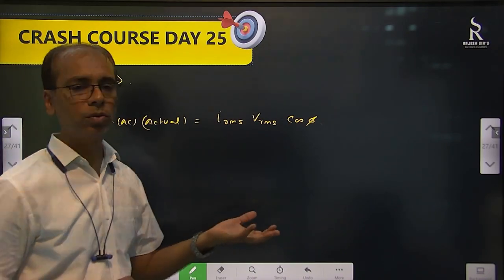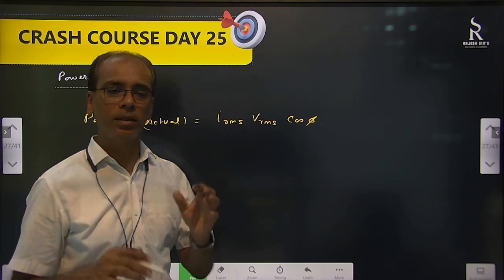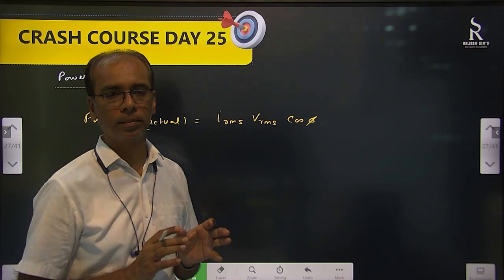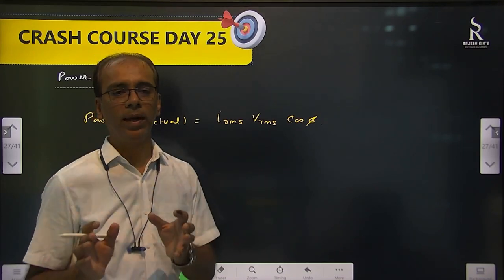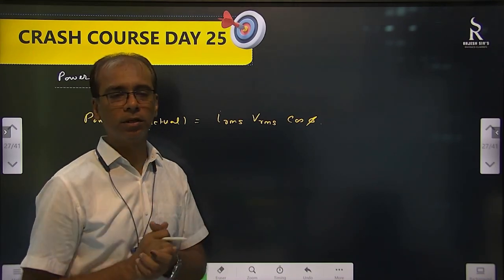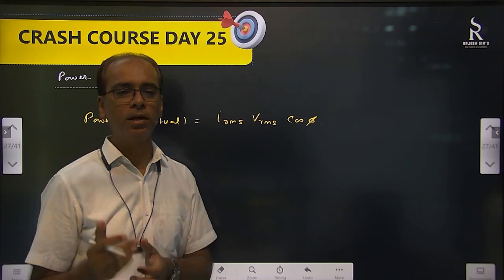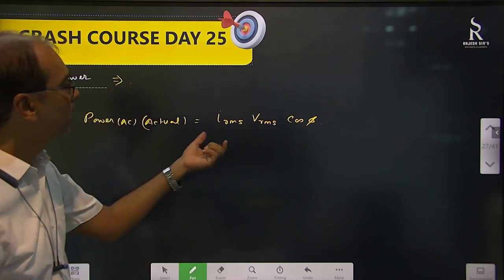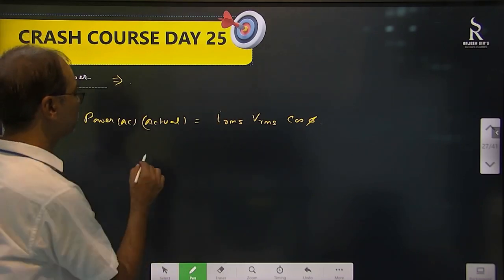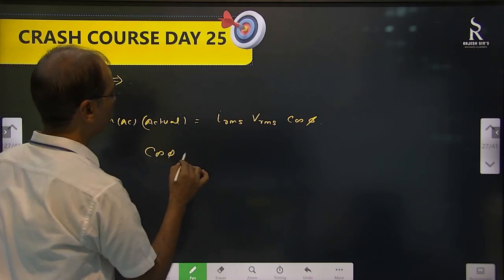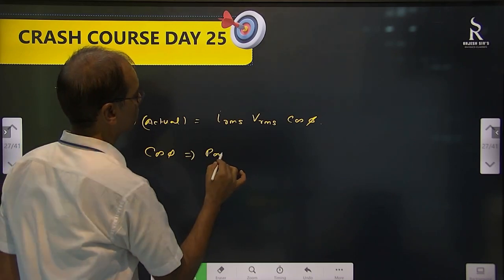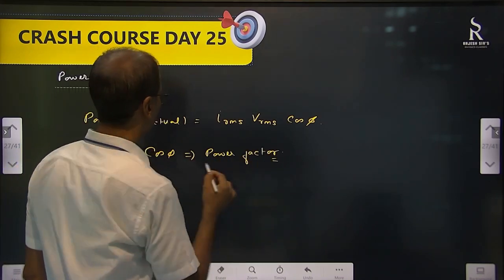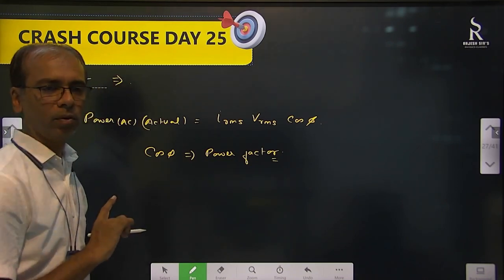Whichever current is going into the inductor and capacitor, that energy is actually stored in them. Because appliance is represented by resistor. So the current going in the resistor is I RMS cos phi. So this is I RMS, V RMS cos phi. And what is cos phi here? Cos phi is called power factor.